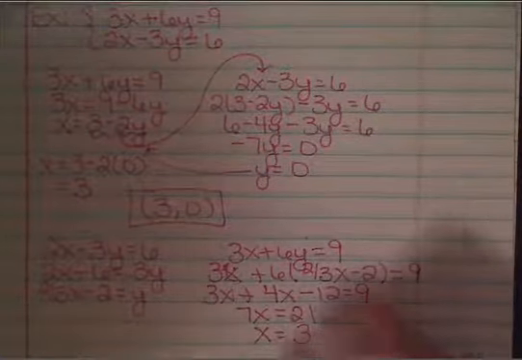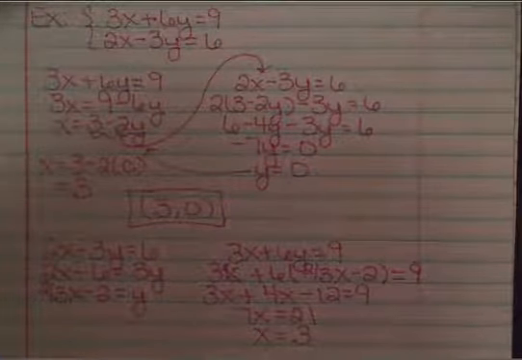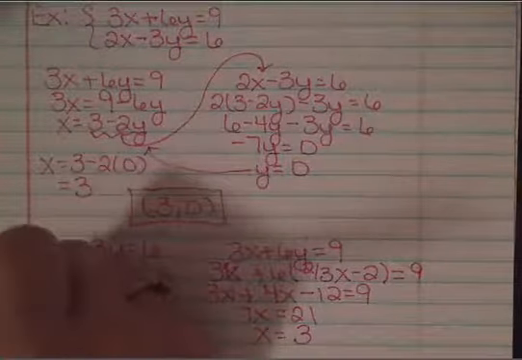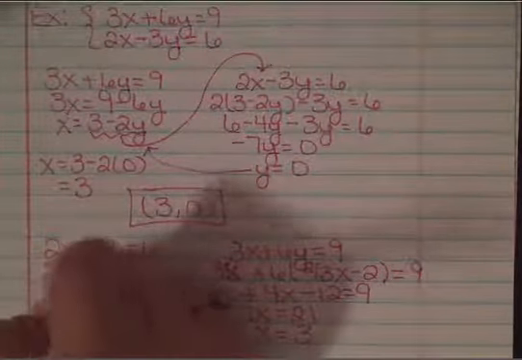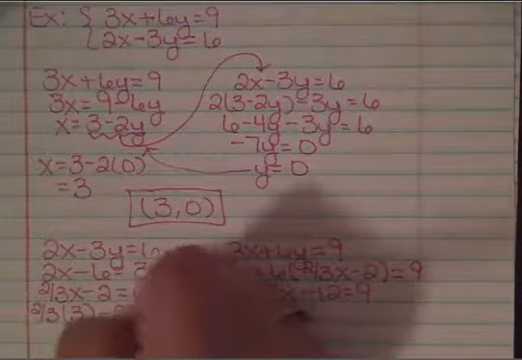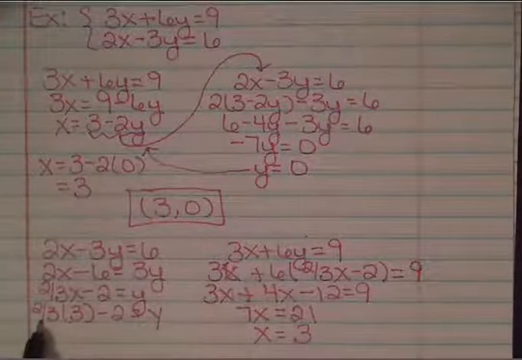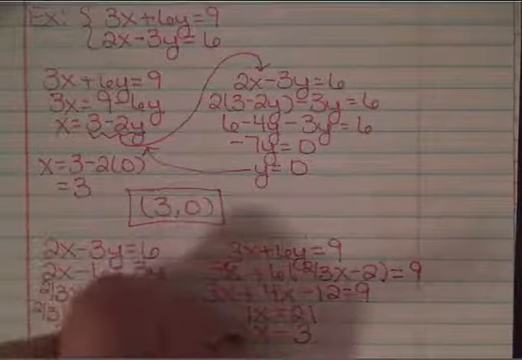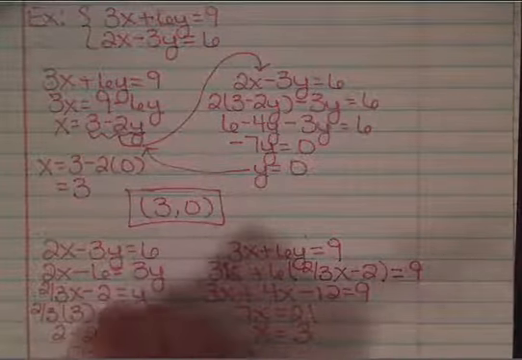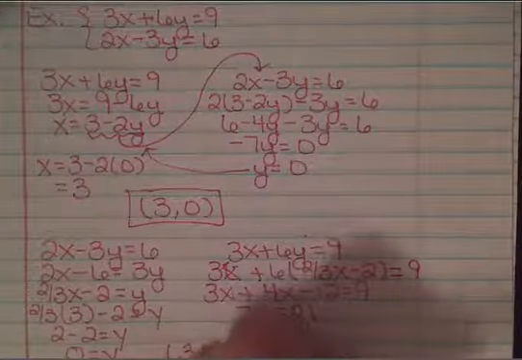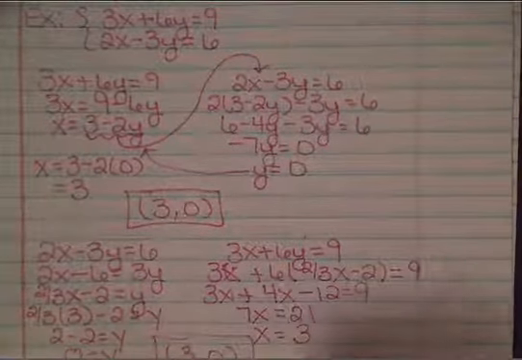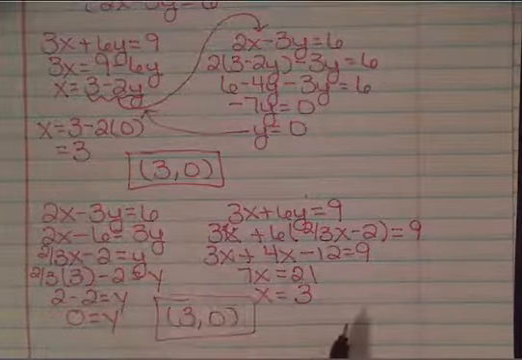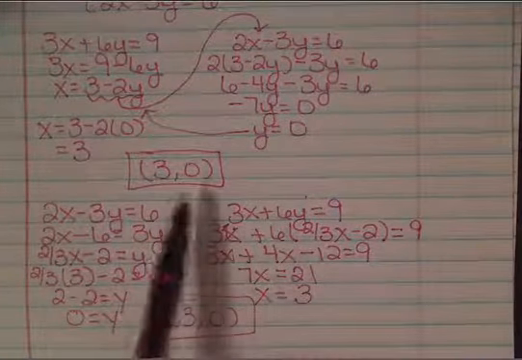So now I have to plug that into this part over here. So I have 2 over 3 times 3 minus 2 equals y. The 3's would cancel. That'd leave me with 2 minus 2 equals y. So 0 equals y. So my ordered pair would be 3, 0. It does not matter which you solve for. It does not matter at all how you do that. Notice I got the same answer working it both ways.